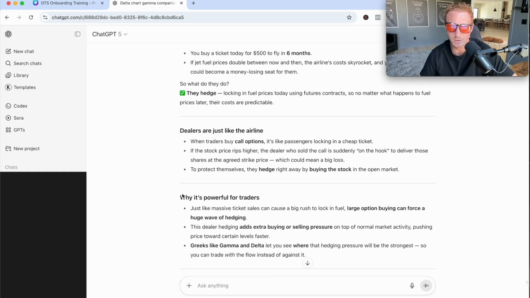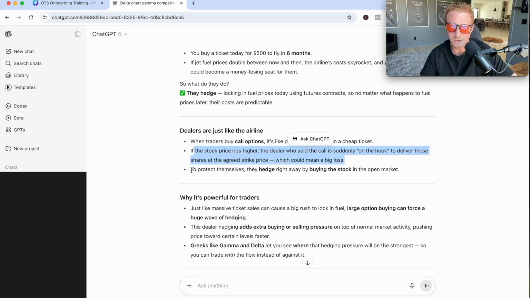Dealers in the market, market makers, whatever you want to call them, are just like the airline. When traders buy call options, it's like passengers locking in a cheap ticket. If the stock price rips higher, the dealer who sold the call is suddenly on the hook to deliver those shares at the agreed price, which could mean a big loss.